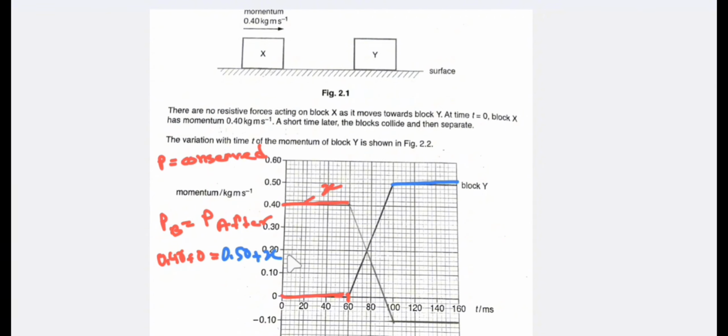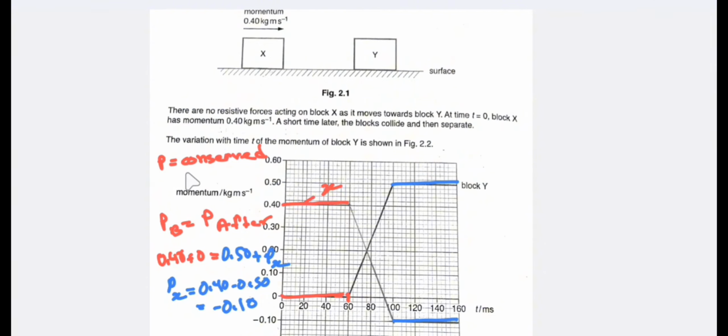We consider this as momentum of X, that is px. Momentum of X is equal to 0.40 minus 0.50. So we get a value that is negative 0.10. So the final momentum for X, that is after collision, is negative 0.10. If we join the two lines, then this is the change in momentum, initially this momentum and finally this momentum.